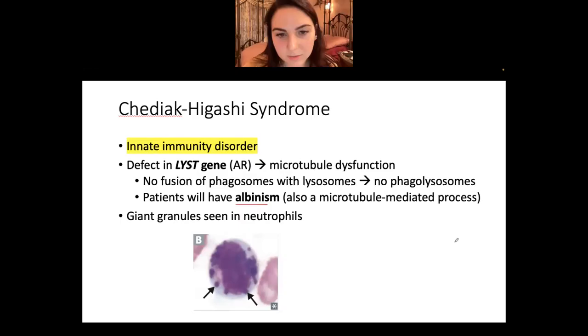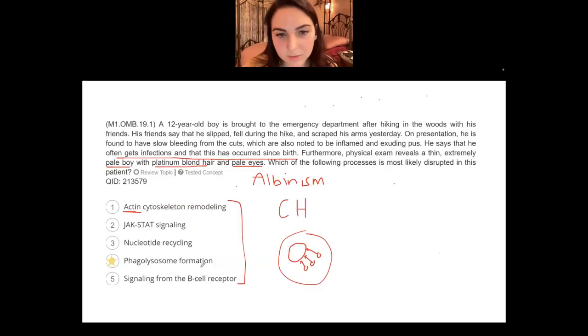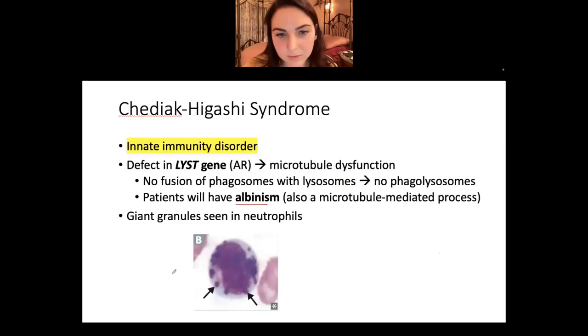Formation or fusion? Oh, how did they word it? Formation. Oh yeah. So it's the fusion of the lysosomes with the phagosomes. Technically, that's a good question, because technically you're not forming phagolysosomes, but the actual underlying reason why is that you have an issue with that fusion. So you can't even form a phagolysosome. Yeah, it's a good question.